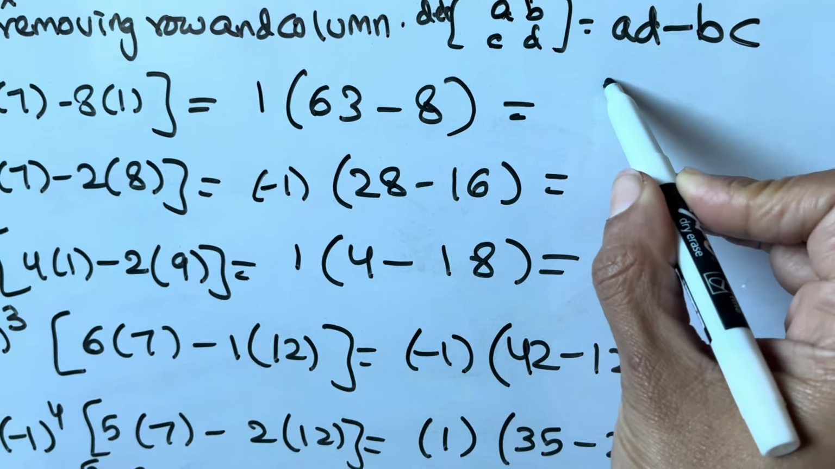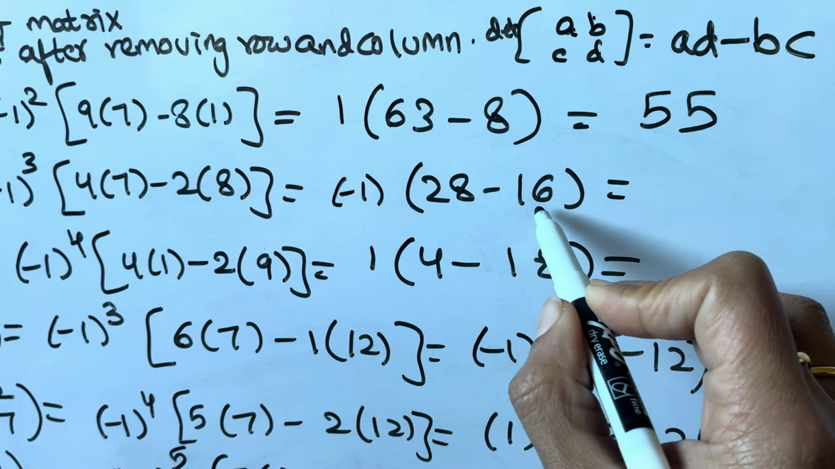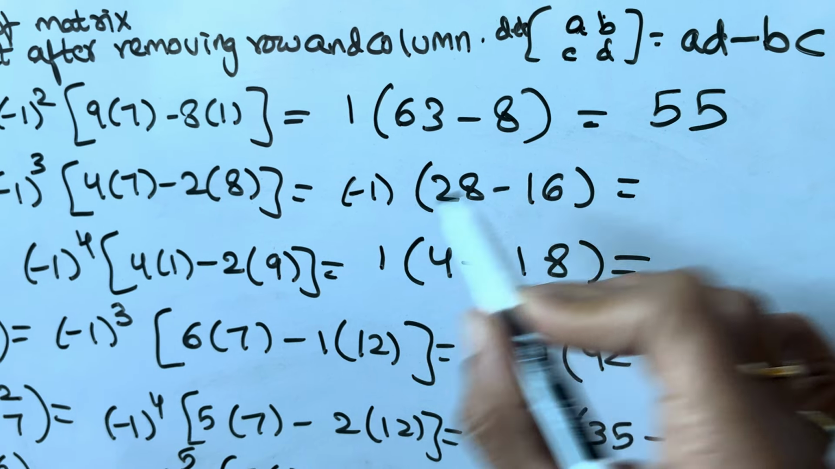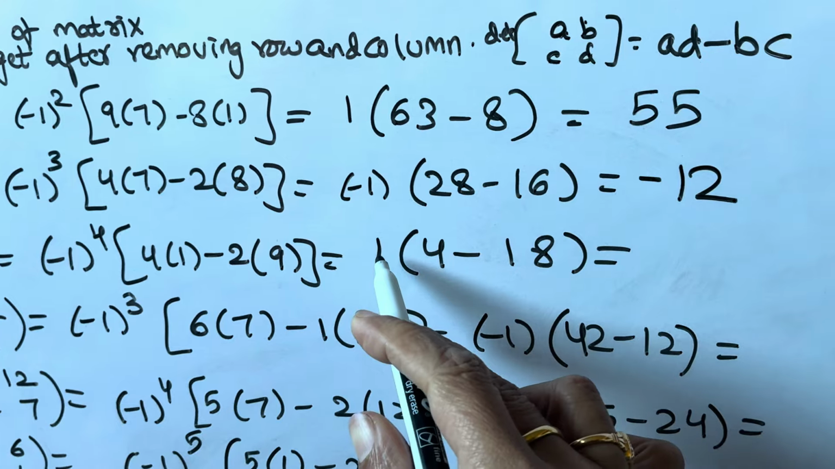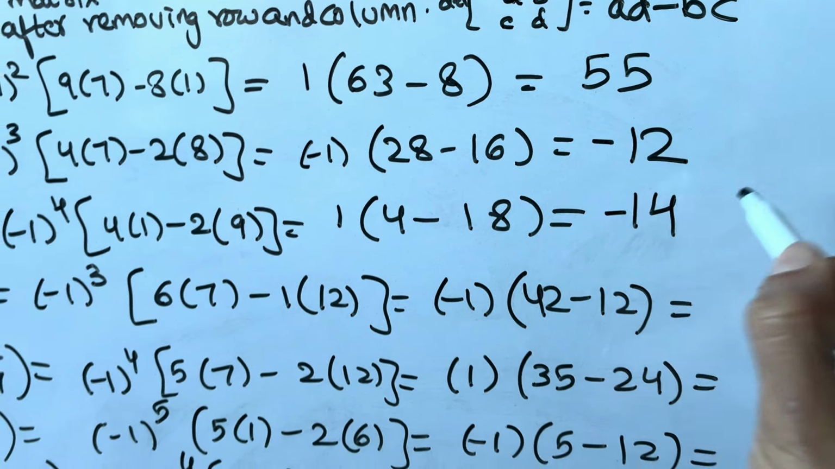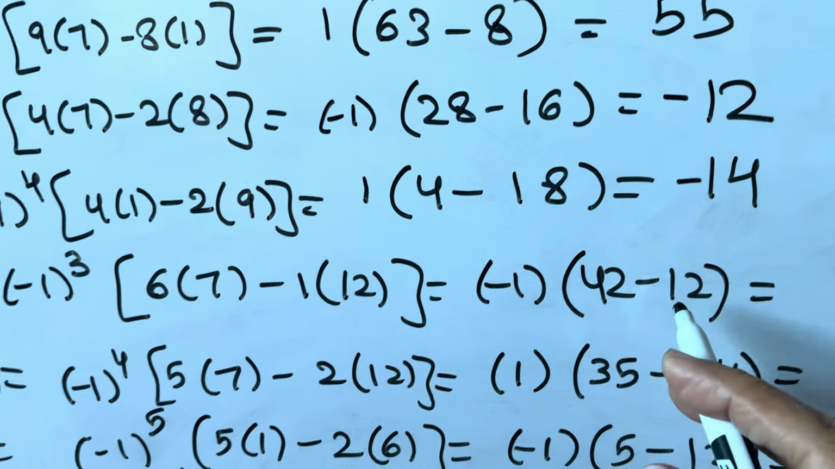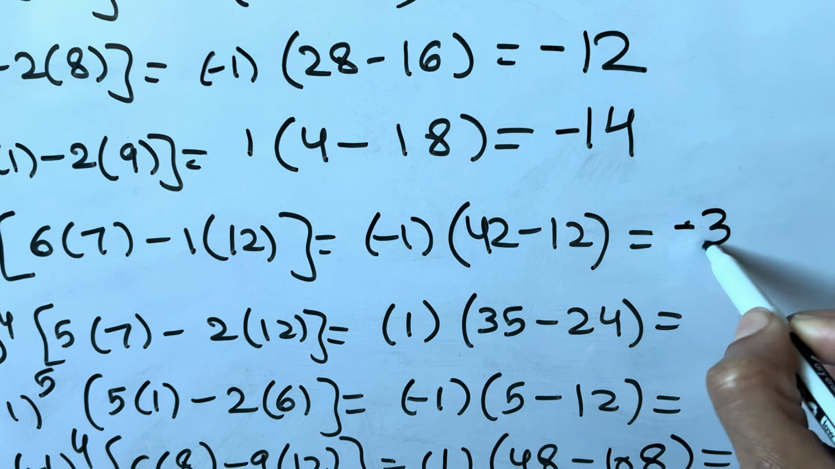63 minus 8 is 55 and minus 1. 28 minus 16 is nothing but 12. It is multiplied with negative 1, so it is minus 12. And positive 1 multiplied with 4 minus 18, which is minus 14. And 42 minus 12 is nothing but 30, but it is multiplied with negative 1, so it becomes minus 30.